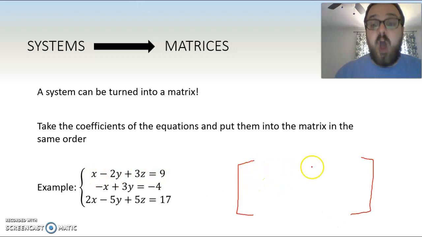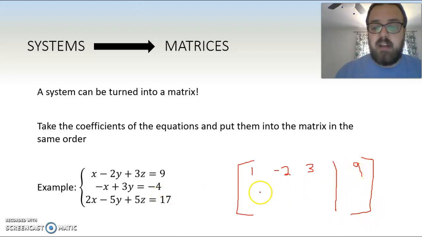My first row will be the first equation in my system. So we'll say that this is 1, -2, 3, and then the augmented part is because for the other side of the equal sign, I'm going to put a little line here, and then put that number over here. Then you do the same thing down here. So I'll put -1, I'll put 3. If you notice, I do not have a z down here, so its coefficient would be 0. And then I'll put -4 over here. And then finally, for the last one, I'll put 2, -5, and 5. And then over here, I'll put 17.